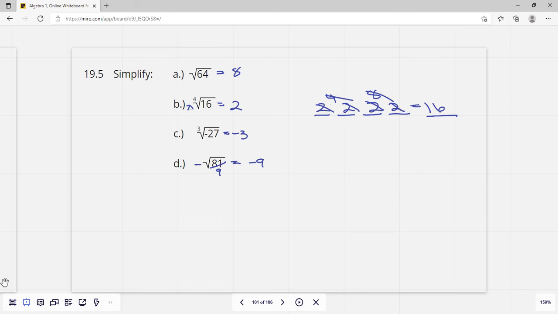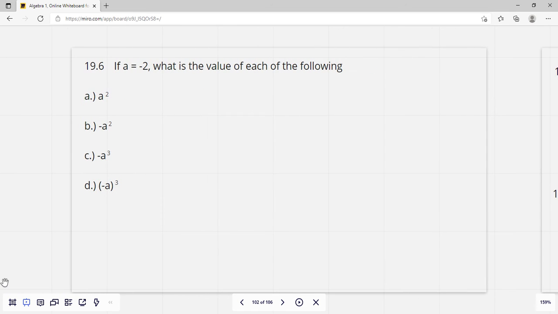Easy peasy. If it's inside the radical box, then you'll have to include it when you're trying to figure out what your root is. But if it's outside, you just tack it on after you figure it out.